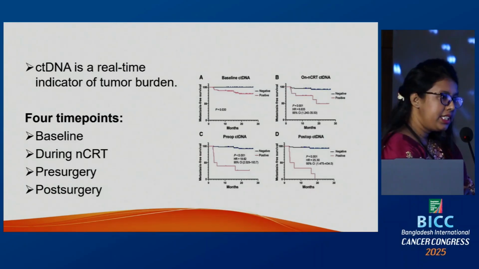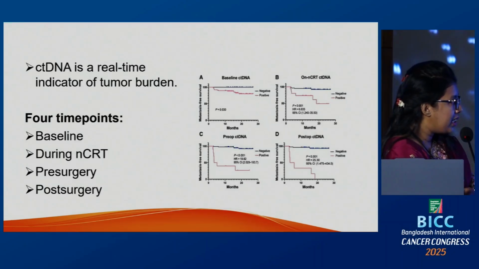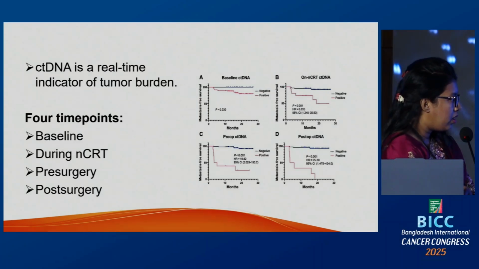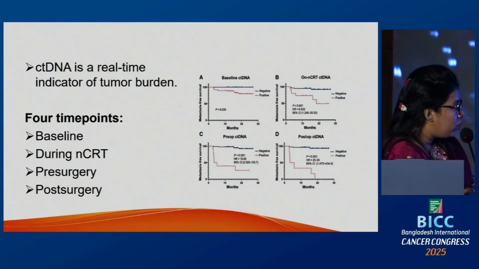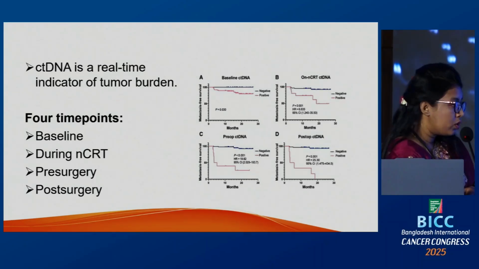They have done ctDNA at 4 time points. In this graph, we can see that the baseline ctDNA level is much higher, and during neoadjuvant chemoradiotherapy it is a bit lower. After completion of neoadjuvant therapy, the ctDNA level is much lower. That means this tumor is responding to treatment. And after completion of surgery, the detection rate almost goes back to baseline. So by doing serial ctDNA assays, we can clearly assess the response to treatment.